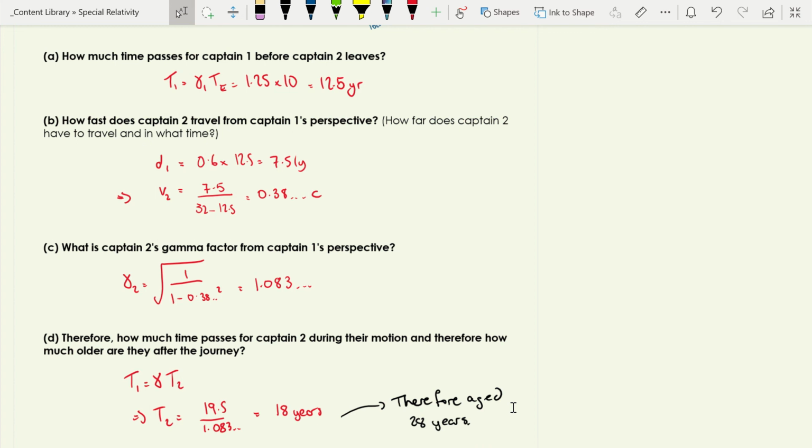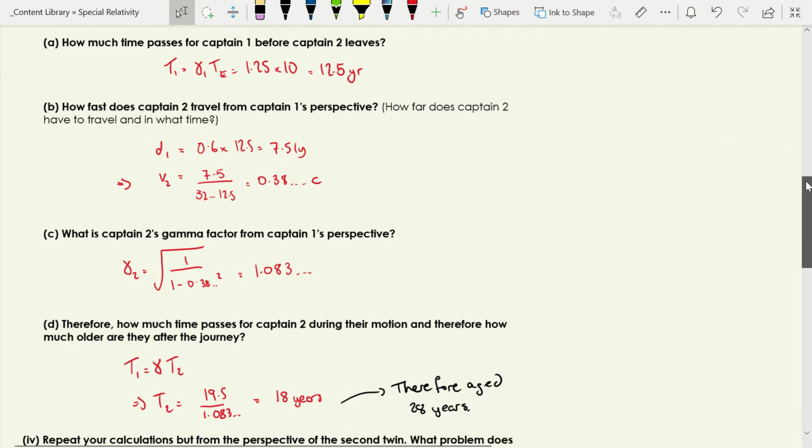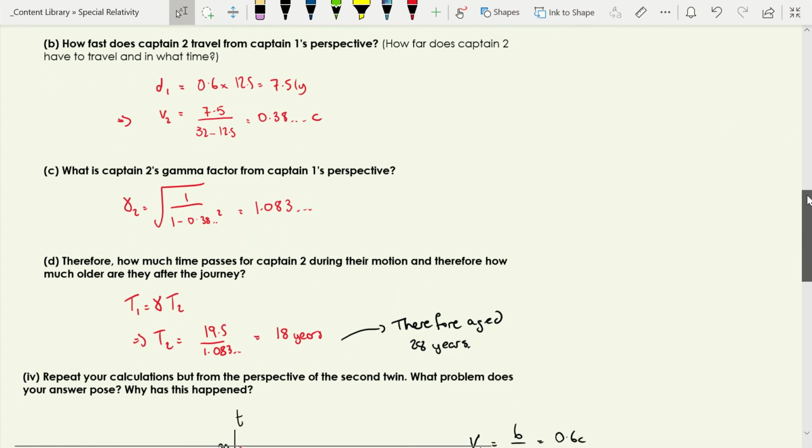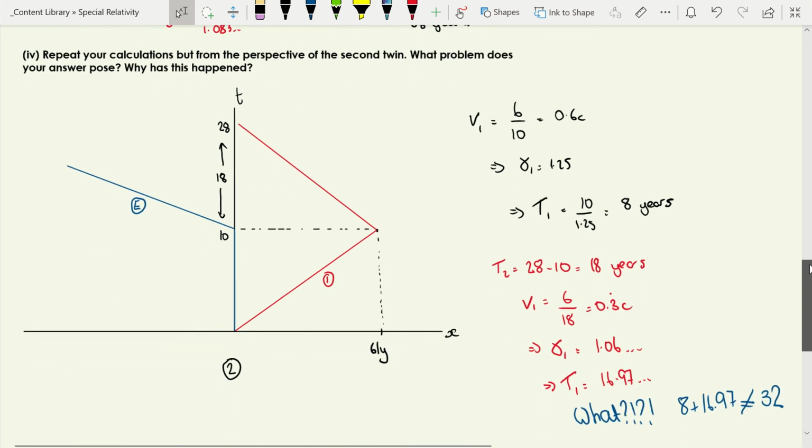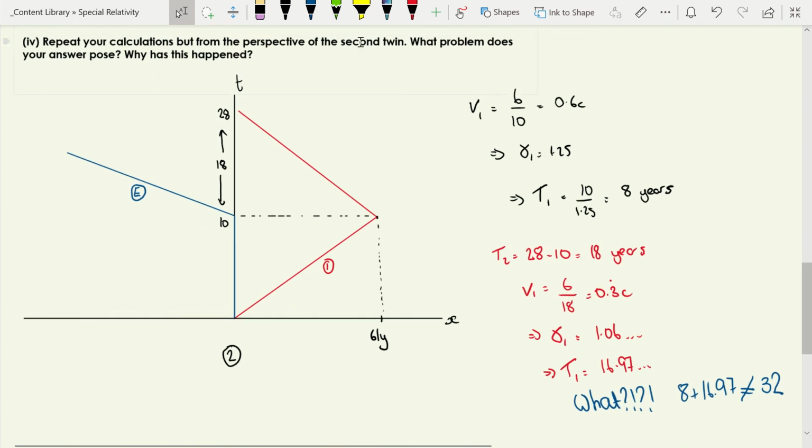So you can see that Captain 1 agrees that 28 years have passed for Captain 2. An observer on Earth agrees that 28 years passed for Captain 2. So that's good. We've got agreement between the inertial reference frames. That's a positive thing. Okay, so we're going to do our final calculations from the perspective of the second twin. And that's going to throw up a problem, and we can discuss why that is.